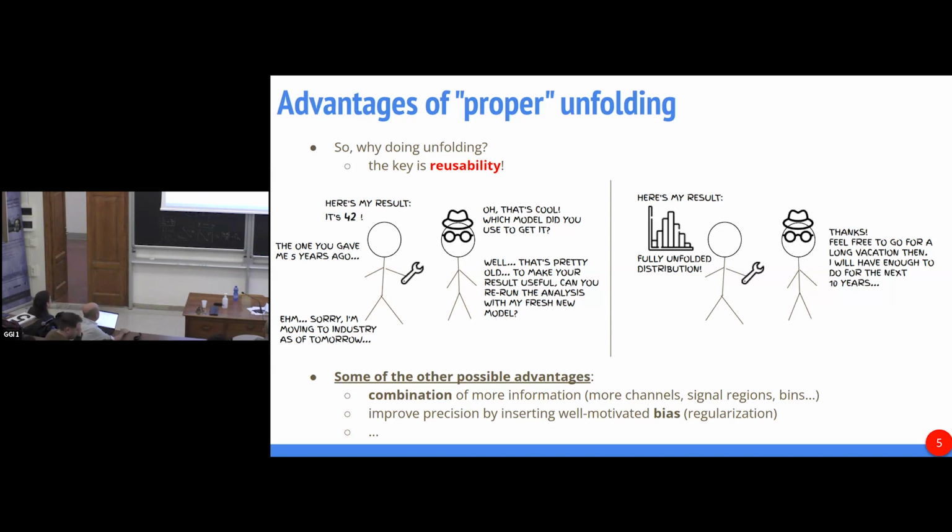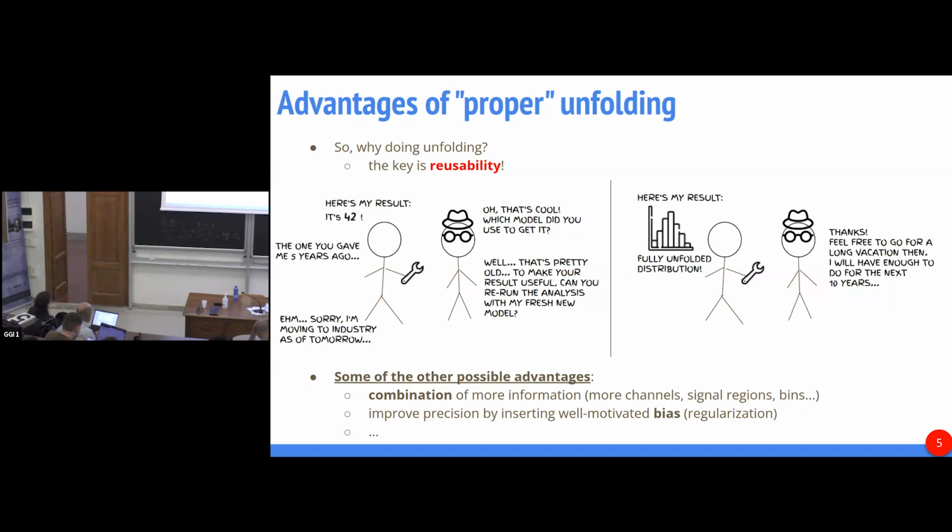Then you might have other benefits. This is not always true, but sometimes it could be true. This could be useful for combination of more information. If you want to combine channels, signal regions and beams, this could be easier when you have an unfolded distribution. It could be even harder, depending on the case and the technicalities.